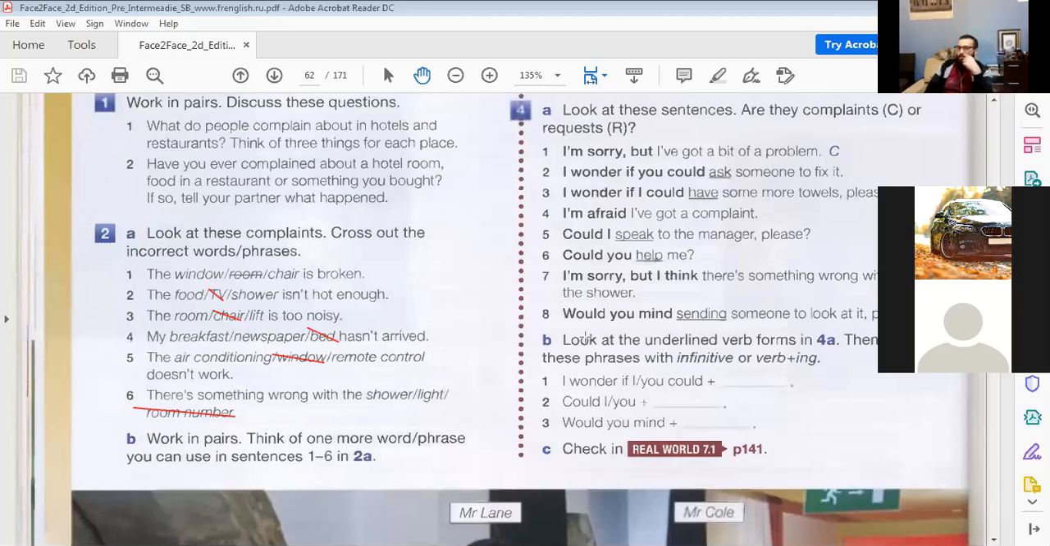Okay, what about number two? Things which are not hot enough. So the food is not hot enough. The shower isn't hot enough. What else? What did you say, Sahib? Air conditioner? Do we want the air conditioner to be hot? Or do you want it to be cold? Cold. Yeah, so you can say the air conditioner isn't cold enough.